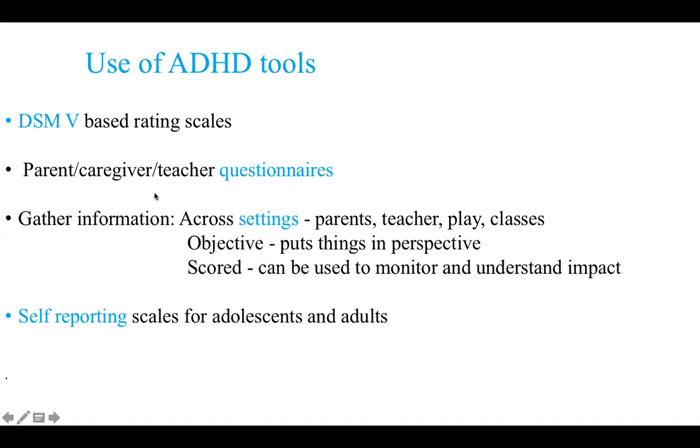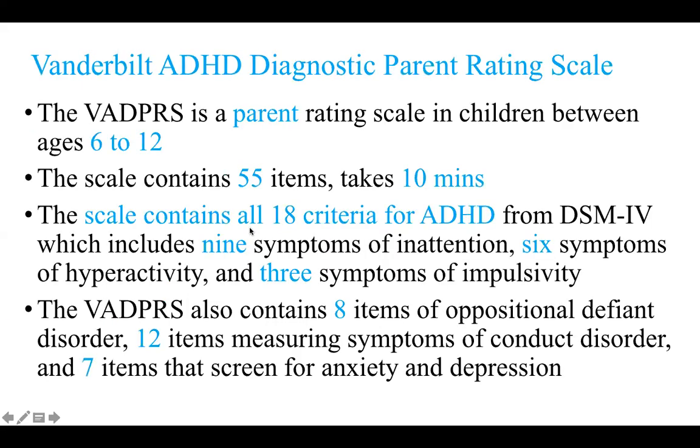We give the parent or any other caregiver and teacher questionnaires. We look at information across different settings. The objective is to put things in perspective. We score them, so it is a definitive visual score, not only for the parents, but also for the child. And we use self-reporting scales for adolescents and adults.